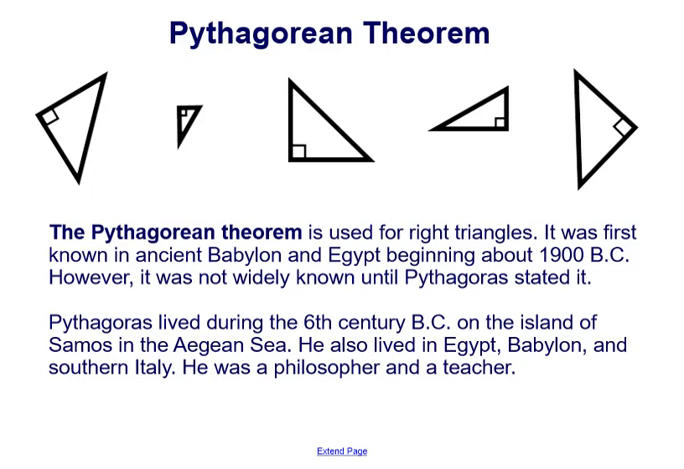Pythagoras lived during the 6th century BC on the island of Samos in the Aegean Sea. He also lived in Egypt, Babylon, and southern Italy. He was a philosopher and a teacher.